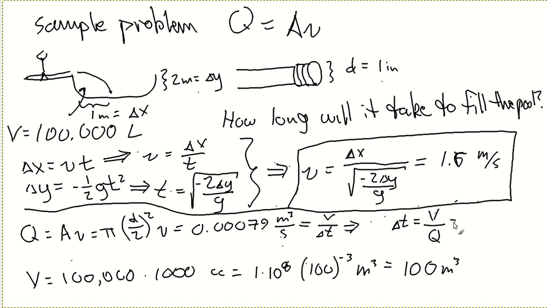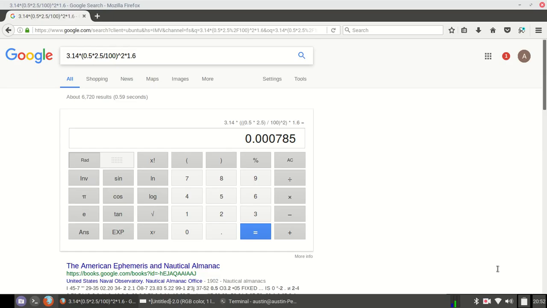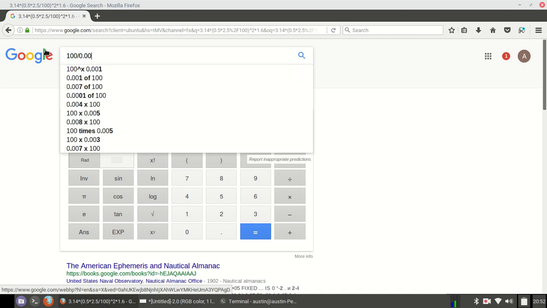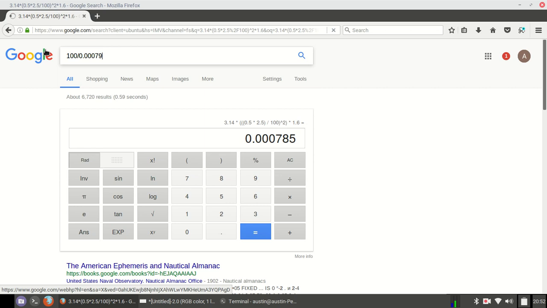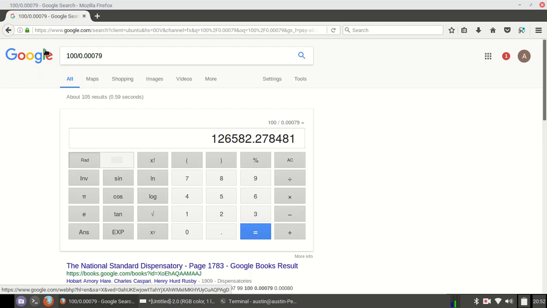We've converted this all to SI units, so we have 100 meters cubed divided by 0.00079 cubic meters per second. So the cubic meters on the top and bottom cancel, the seconds survive, and let's just put that right into Google. 100 divided by 0.00079. And that is, well, a lot of seconds.